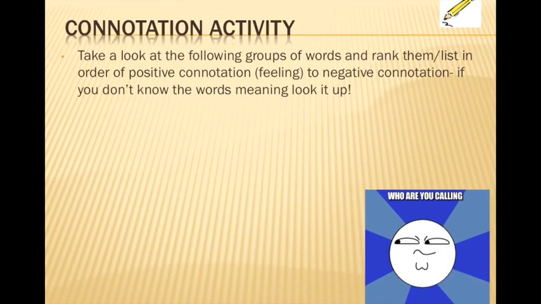So let's take a look at the following groups of words and rank them or list them in order of positive connotation to negative connotation. If you don't know some of these words, it might be helpful to look up some of them. So group 1: thin, slim, lanky, skinny, gaunt, slender. How would you rank those? How would you list those from positive to negative feeling?